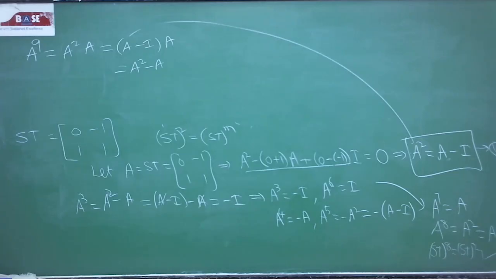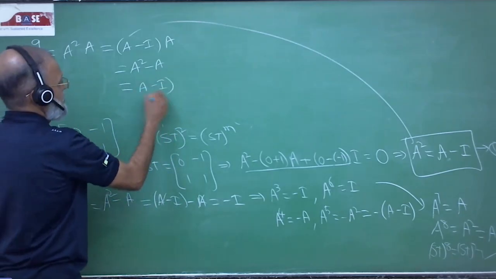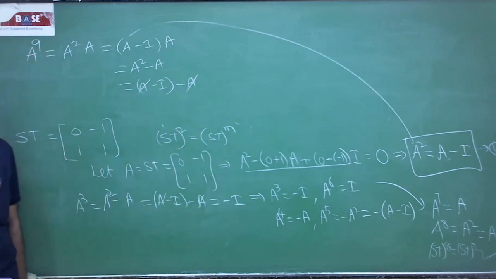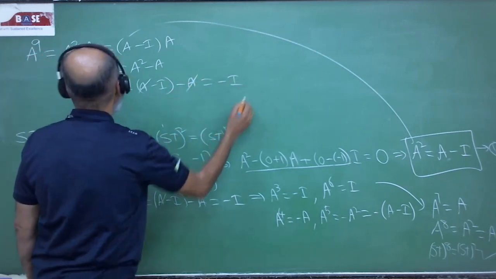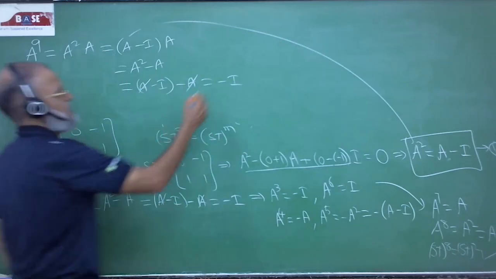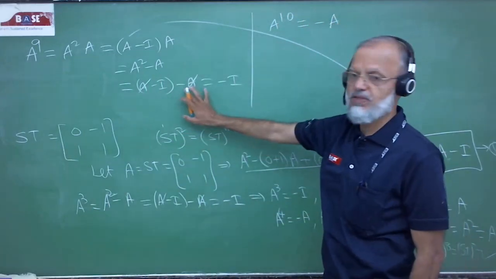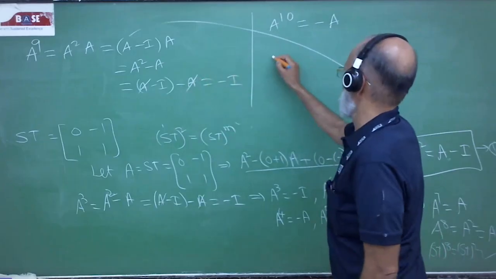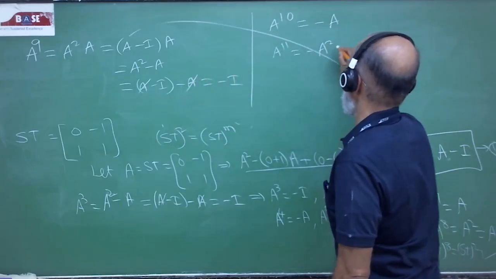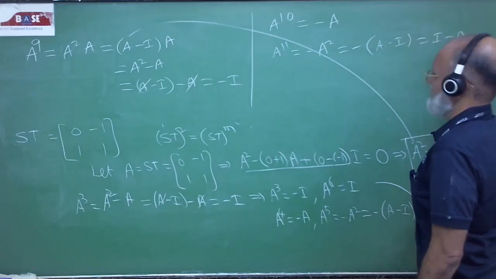So a square is, again, a minus i, then minus a. Plus a, minus a get cancelled. I am getting that is equal to minus i. So a power 9 is also equal to minus i. Now I will see what a power 10 is. It is minus a, which is very clear from this. If I multiply both sides by a, I will get a power 11, that is equal to minus a square. That a square is again a minus i. So I can say that is equal to i minus a.